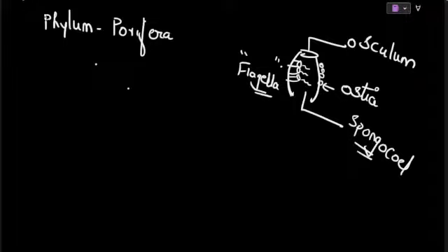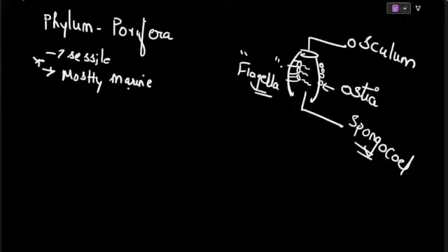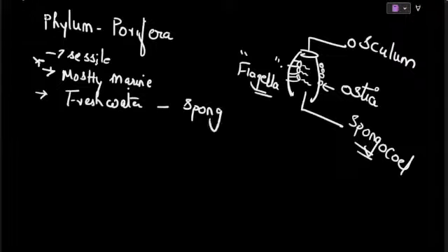Okay. So as we discussed, they are sessile in nature. We are talking about habit and habitat. They are mostly marine. Be careful with the statement, mostly marine. Few are freshwater. The typical example for freshwater is Spongilla. Is it clear?